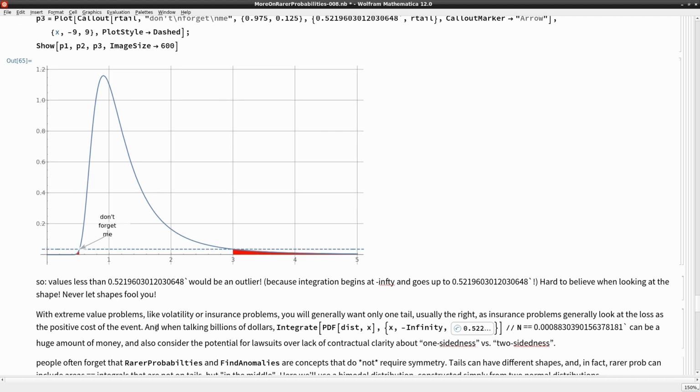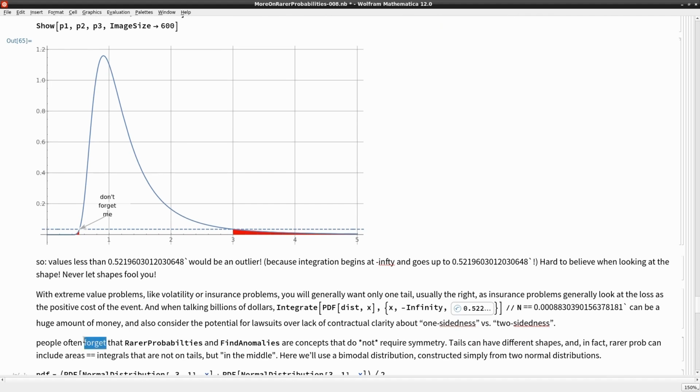Okay, so somewhat summarizing, people often forget that rarer probabilities and finding anomalies are concepts that do not require symmetry, right? Tails can have different shapes, and here we have that. And in fact, rarer probability can include areas, and here that means integrals, that are not on tails, but in the middle. And this is also, I think, something that can be overlooked very easily.